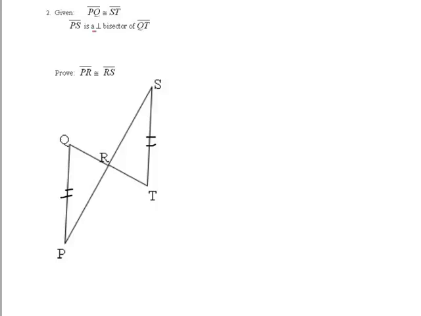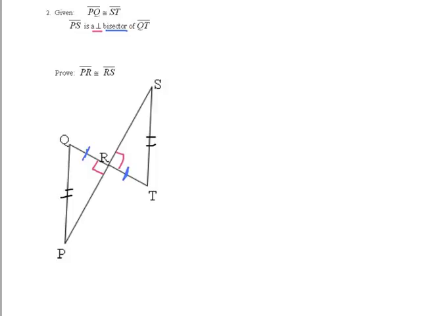First we have that PS is perpendicular to QT, and so that establishes that these two angles are right angles. And we also have that PS is a bisector of QT. In other words, QT is being bisected, and PS is doing the bisecting. So if QT is being bisected, that means that QT is the segment that's cut in half.